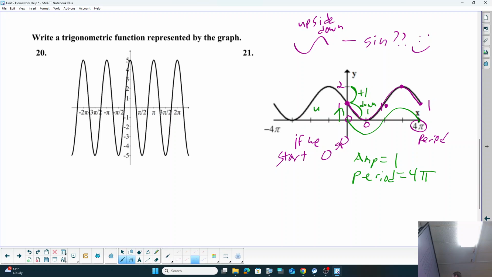Shifted up 1. The whole graph. Up 1. So that means we have a midline of 1. Okay, we have a midline of 1. Try it on your own. Do you want to come up with the equation now?